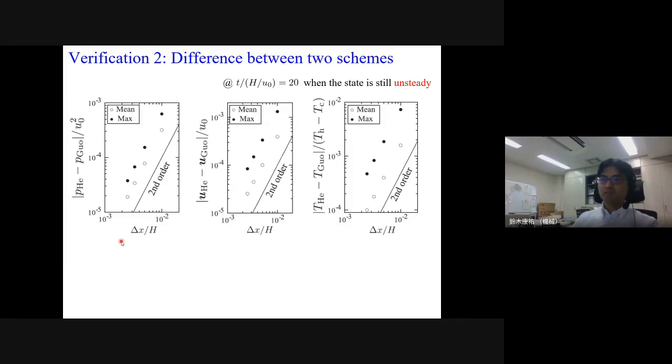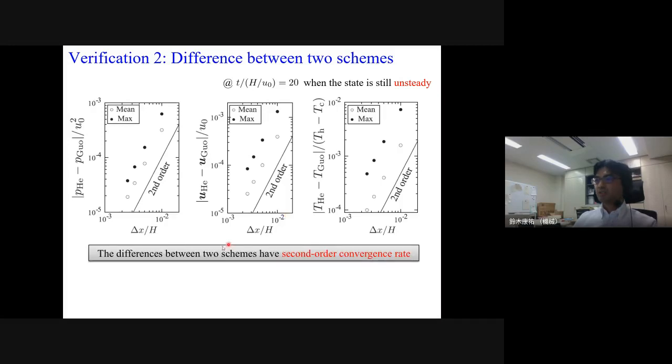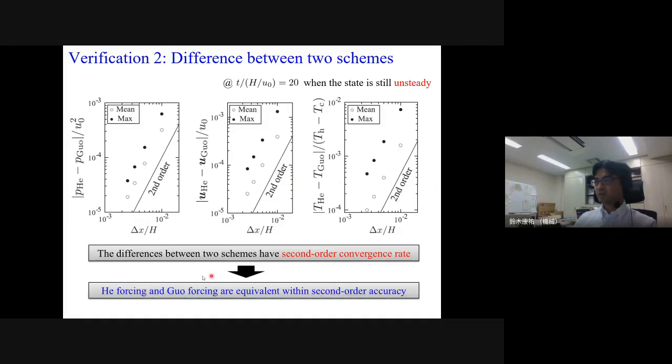This shows the difference between the two forcing schemes for pressure, velocity, and temperature when the state is still unsteady. From this figure, we can see that the differences between the two forcing schemes have the second-order convergence rate. So this means that the He forcing and the Gore forcing are equivalent within the second-order accuracy. So the conclusion of the asymptotic analysis has been verified.